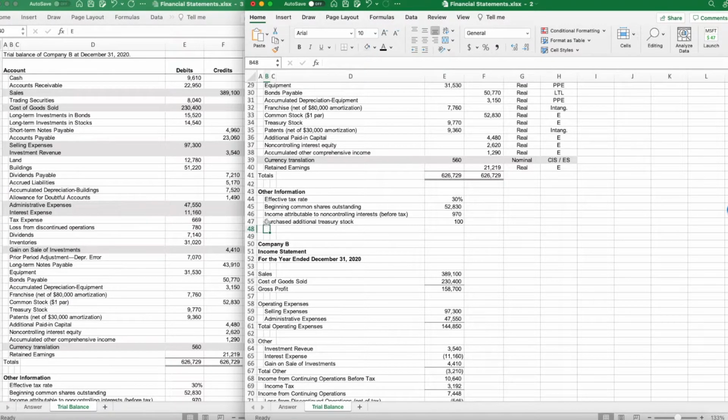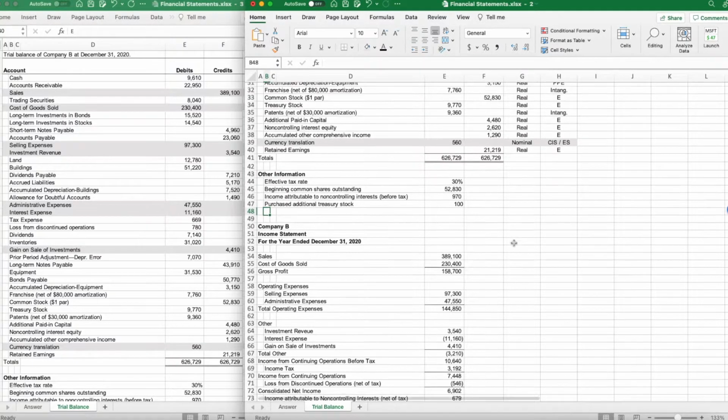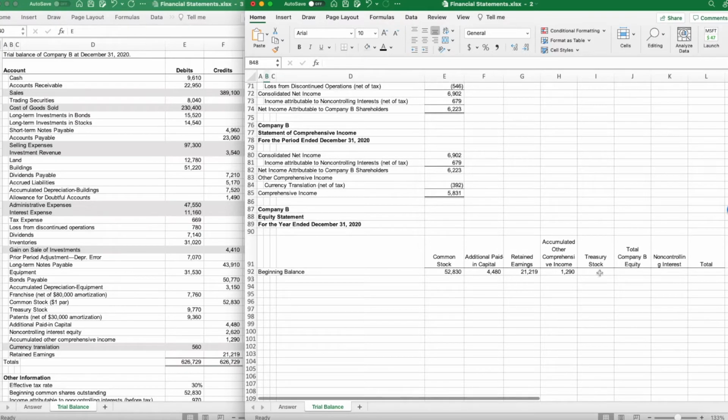For treasury stock, we know we ended the period with treasury stock of $97.70. We also, in additional information, have that we purchased additional treasury stock for $100. So if we ended with $97.70 after buying $100, we know that we actually started with $96.70. So we're going to put in treasury stock of $96.70. Treasury stock is a negative. We're just going to go ahead and put it in $96.70. So it is a negative. In this case, that just simplifies our adding things up.